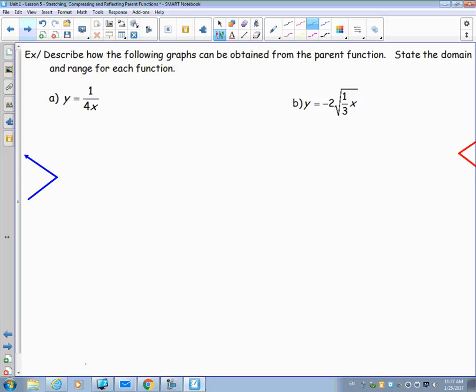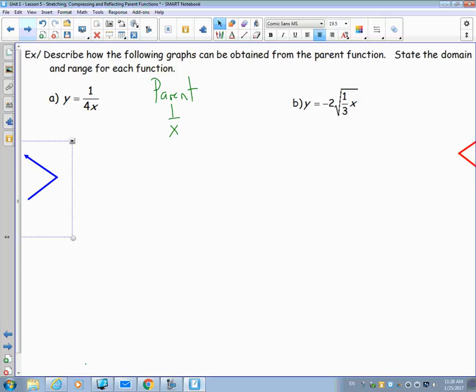So if I look at the first one, if I get rid of the number that transformed it, and we don't usually have 1 as a transformation, so the only number that's really transforming it is the 4. If I get rid of that, I got my parent function. My parent is 1 over x. So the question is, what does the 4 do? Does it affect the x's or the y's? Is it the a value or the k value?